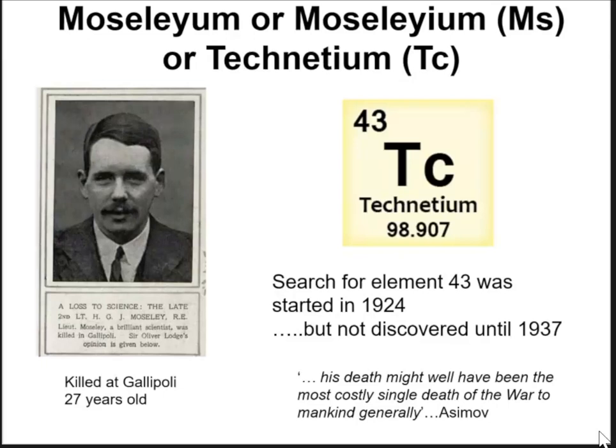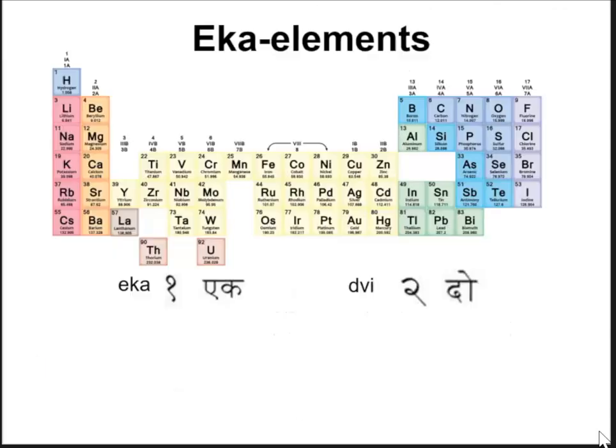technetium. And despite the fact that the search for element 43 started in 1924, it wasn't in fact discovered until 1937. So quite a time afterwards, despite the fact they knew where to look, it still took them some considerable time to discover the element technetium.